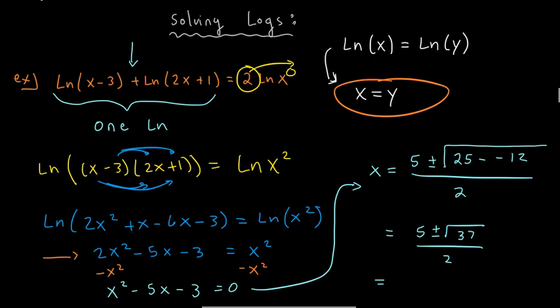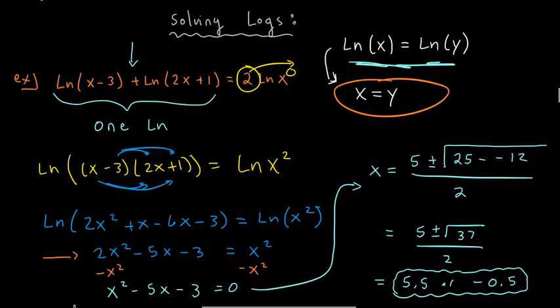Yeah. And so that's 5.5 roughly, or negative 0.5. And I'm rounding those. So anyway, this turns into a quadratic. We're using the quadratic formula all of a sudden to solve it. But using this concept up here, once you condense these into the same sort of logarithm, you can solve using that technique.